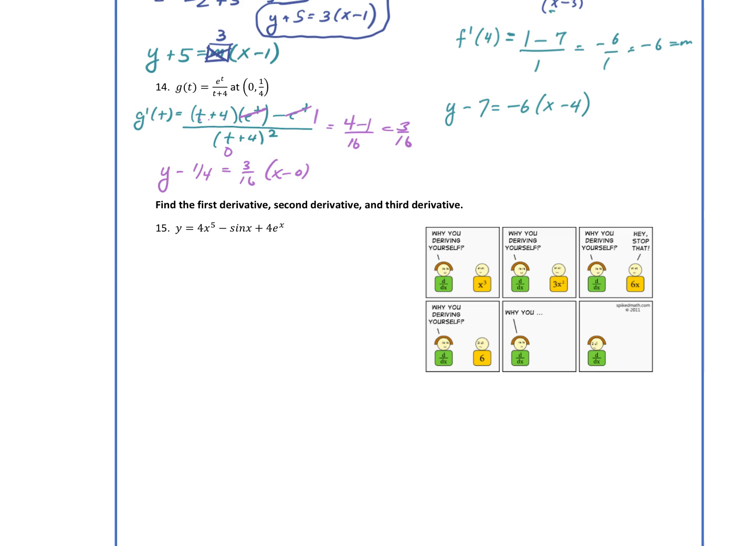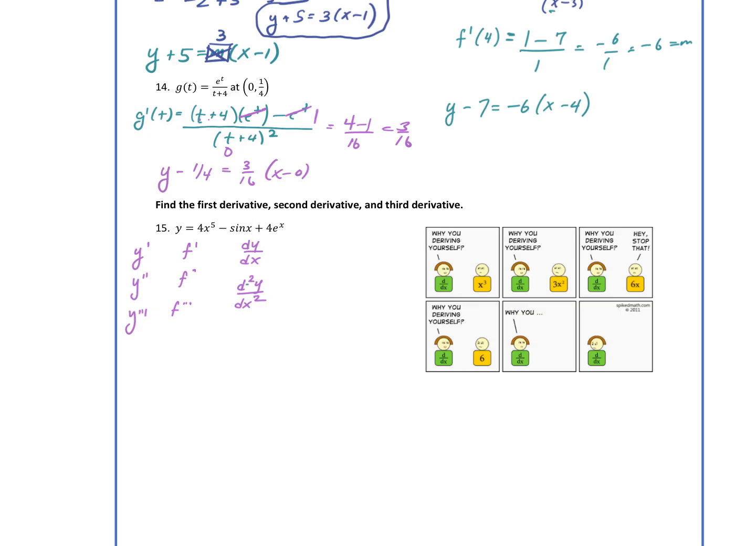You can keep taking derivatives. Let's just go over the notation. You could do y prime, y double prime, y triple prime. You could do f prime, f double prime, f triple prime. You could do dy dx would be first derivative. d squared y over dx squared would be the second derivative. That's the notation for the second derivative.